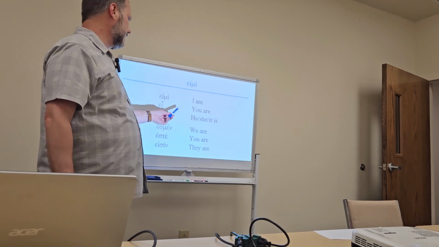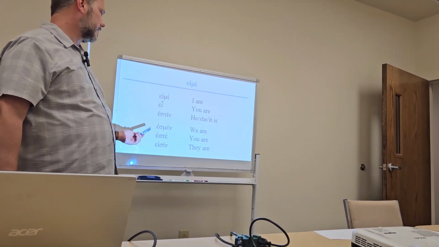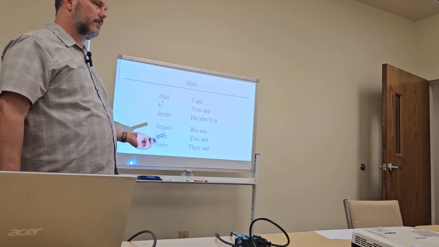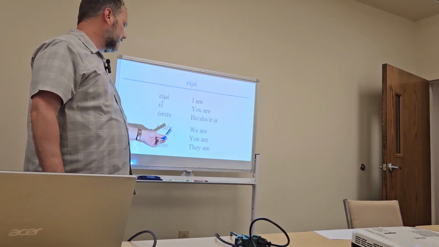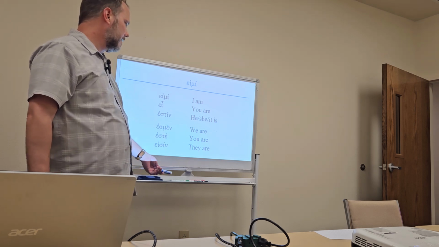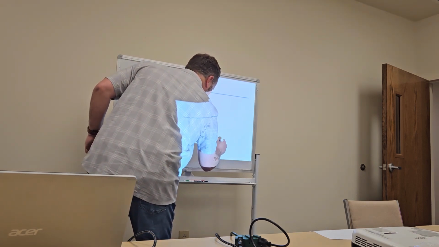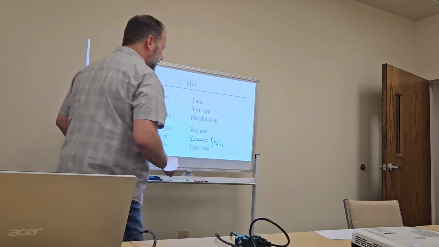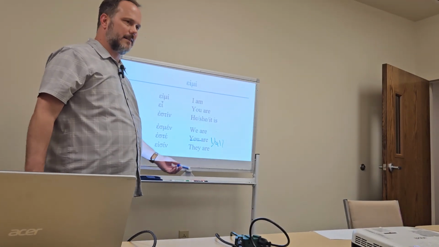So we have eimi for I am, ei for you are, estin for he, she, it is, which we saw in some other previous forms. Esmen for we are, este for, and this is Texas, we have a pronoun that works much better, y'all are. And eisin, they are.